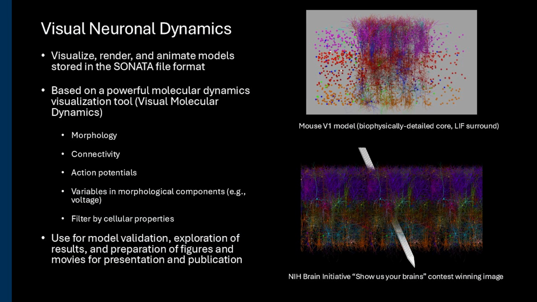The Visual Neuronal Dynamics, or VND, software is used for visualizing, rendering, and animating models in the Sonata file format. So you can plot the location of the cells, the detailed morphology of the cells, and you can also visualize the connections between the cells. And you can check whether your cells are located properly in the network that you're building, the connections between them, is that what you want to do, and so on.